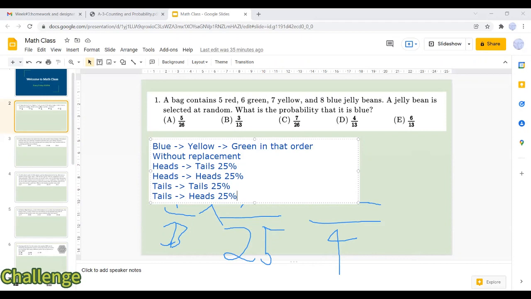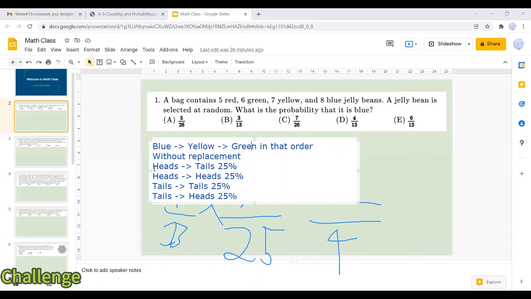Okay, that's kind of where I'm stuck. So you think, for example, it could be blue, yellow, and then it could be red, yellow, or blue instead of green. So it adds even more chance.